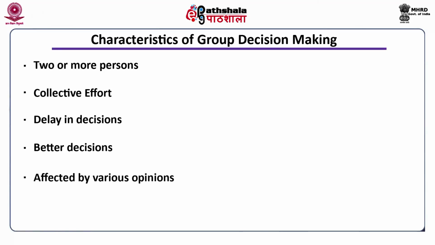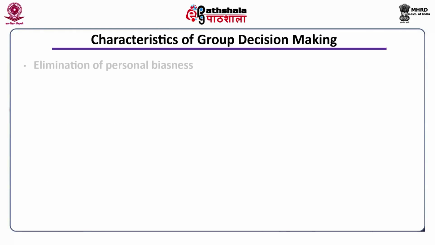Then we have being affected by various opinions. Group decision making involves a number of opinions of different members, and each member may have a different opinion and hold his own viewpoint, which may be right or may be wrong. It is also possible that a fact which the members believe to be correct may not be correct in a particular situation. Next, we can say elimination of personal biasness.